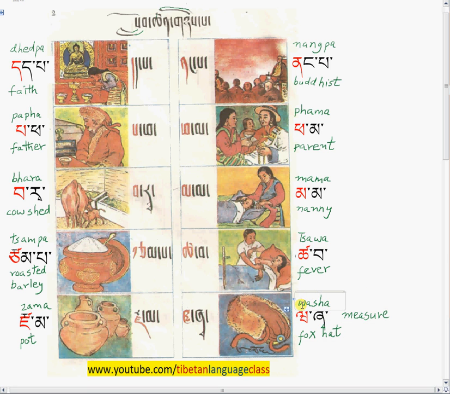As you can see, this W-A-S-H, this is not sha, but rather sha. So when you guys say measure, jer, that's what this sounds like. Jer. Wa sha washa. Washa meaning fox head. So that's pretty much it for lesson number 2.